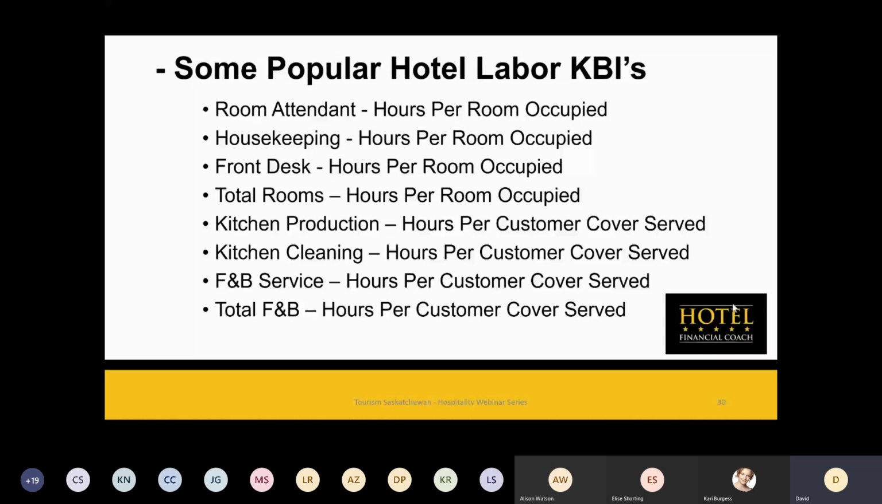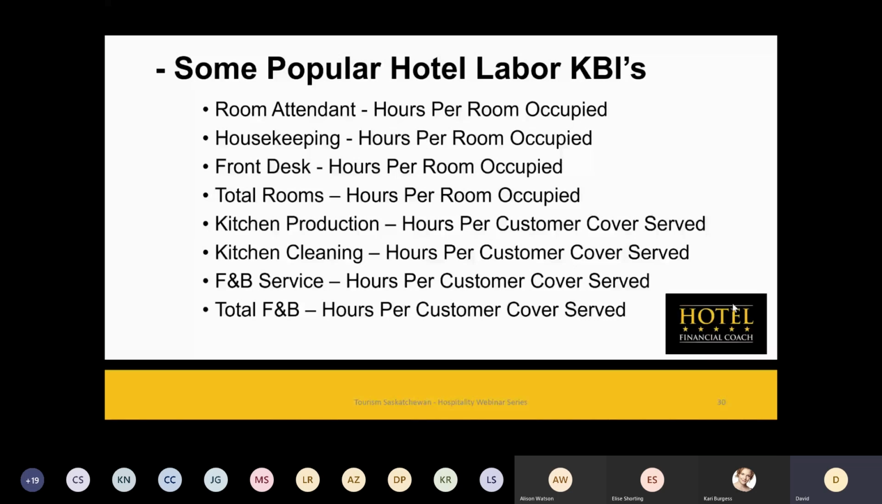So in the hotel world, some popular hotel labor KBIs are room attendant, hours per room occupied, just for the room attendants. Housekeeping, which is everybody else that works in housekeeping, the people stocking the closets and cleaning the hallways and cleaning the lobbies and public spaces, working in the linen rooms. All of their combined efforts, hours per room occupied. The front desk, the people that work checking people in, checking people out, and taking reservations, hours per room occupied. And then to bring it all together, the total rooms department, hours per room occupied.